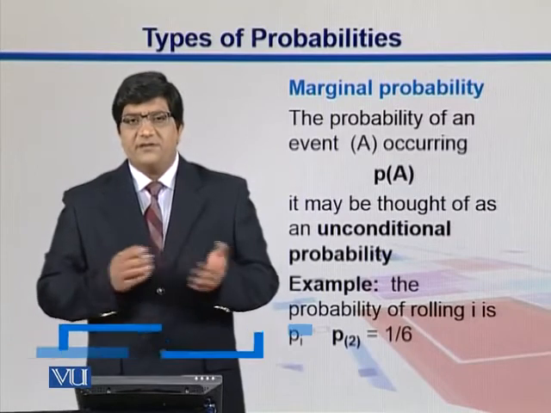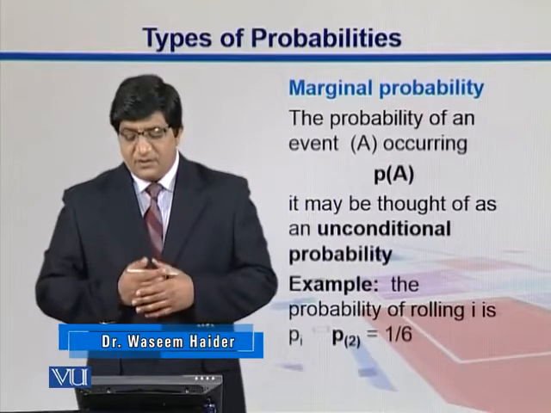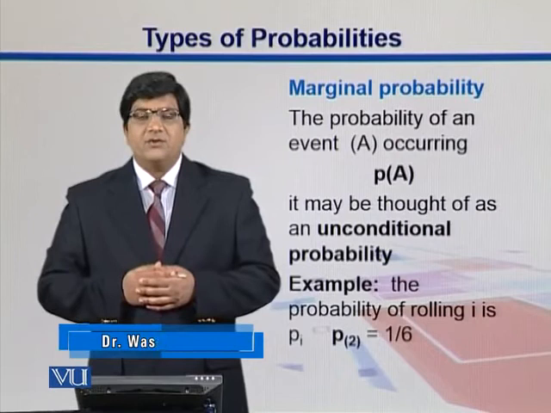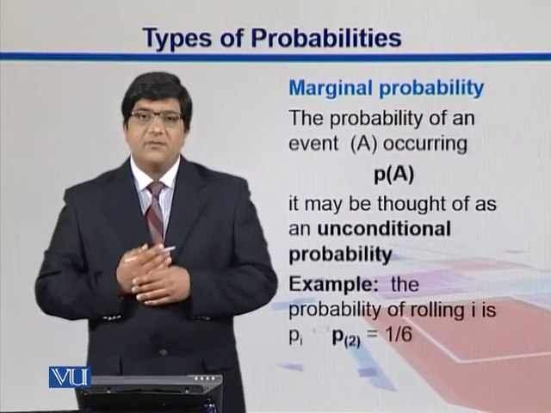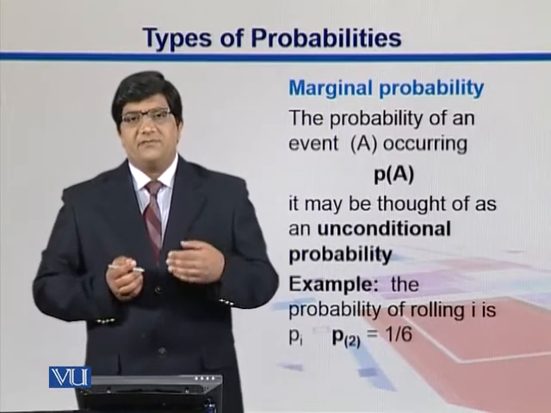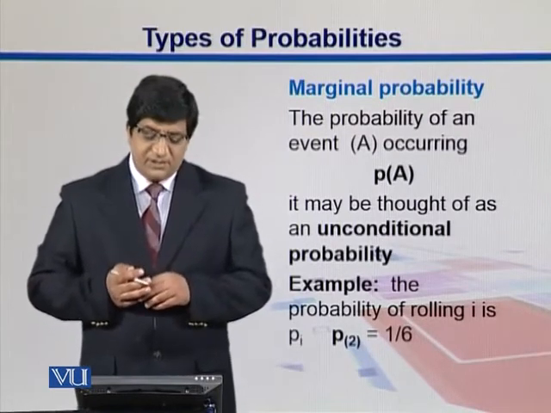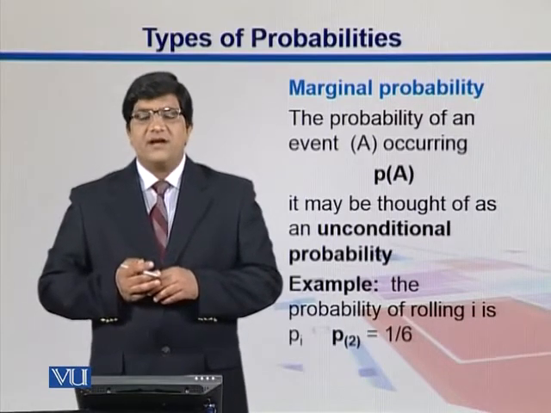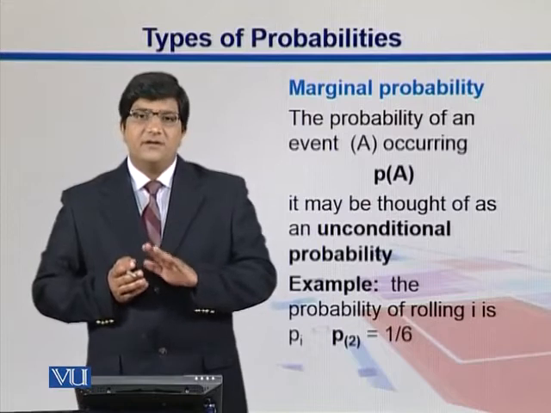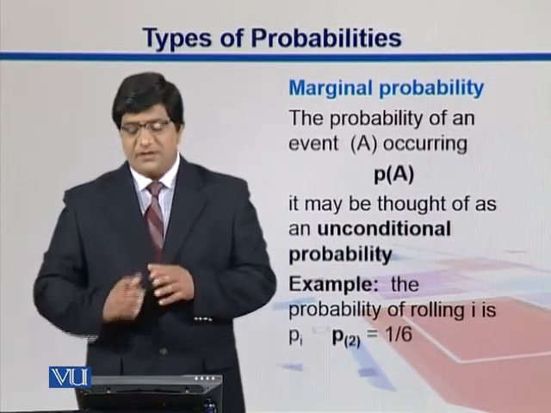So it is not linked with anything else. It's just the probability of seeing that event. For example, the probability of rolling i is Pi. In that case, this is a marginal probability. We can get the marginal probability of an event like, for example, one of the outcomes is 2. The probability of seeing this 2 is 1 by 6. So this probability is not dependent on something, or related to some other probability. We can call it an individual probability or marginal probability.